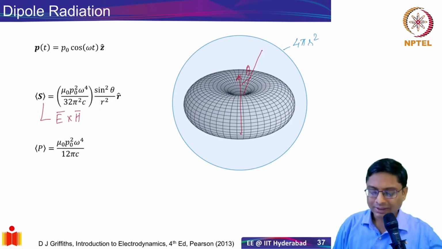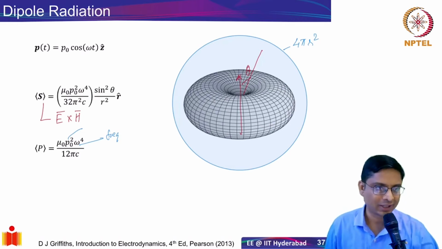And then there's another important thing: if I take the time average power, it turns out that it depends on the fourth power of frequency, omega to the power 4, and then there is a second power of the dipole moment. So these are a couple of important features that we see for dipole radiation.